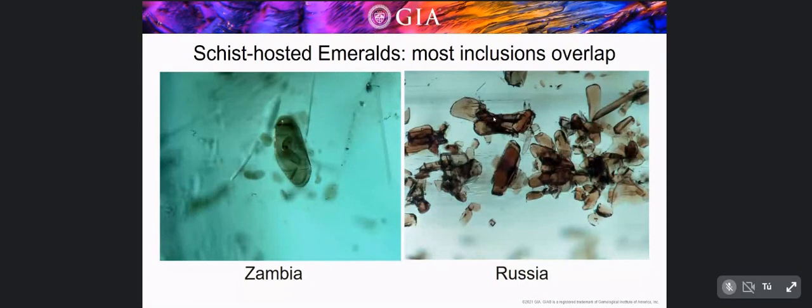Similarly, the mineral inclusions in schist-hosted emeralds are going to be overlapping as well. We see a lot of mica inclusions in schist-hosted emeralds, but we see them in all kinds of schist-hosted emeralds. So seeing a mica inclusion doesn't tell you if the stone is Zambian or Russian.